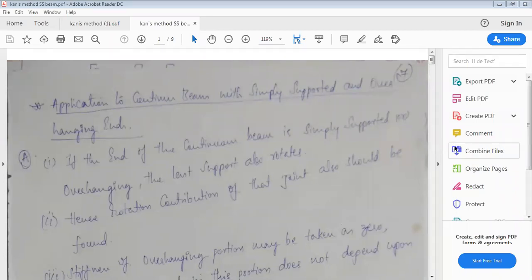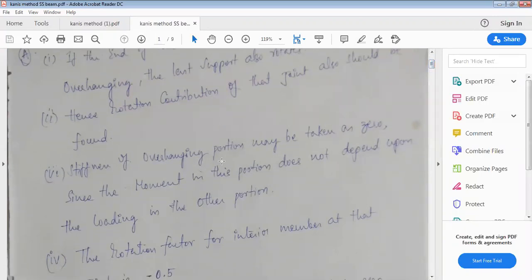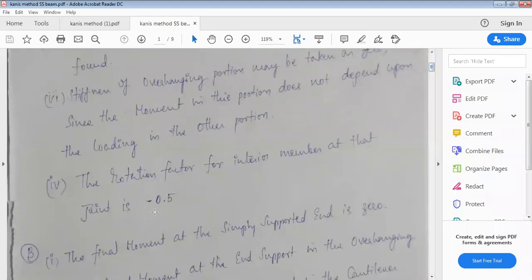Then the stiffness of the overhanging portion may be taken as 0, because stiffness means resistance. Since it is overhanging, you won't have any resistance, since the movement in that portion does not depend upon the loading in the other portion. The rotation factor for the interior member at that joint is minus 0.5. This particular concept you have done for the moment distribution method also. Just remember that, or revise that. While we are solving the problem, you can make out that it is the same process or the same concept we have done for the moment distribution method.